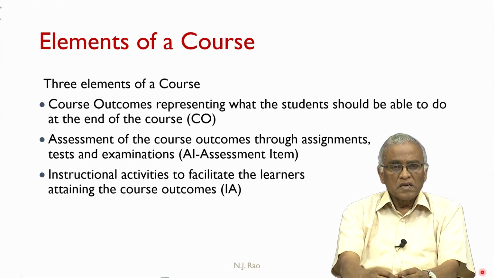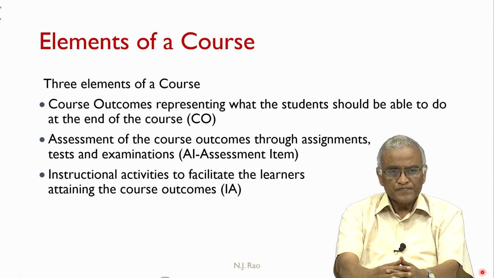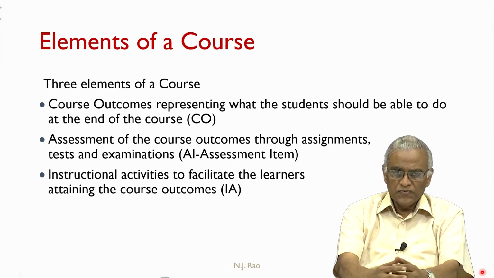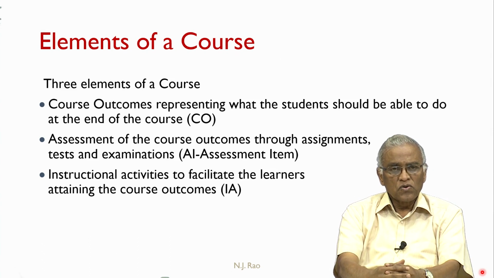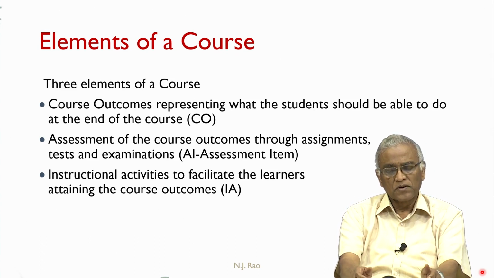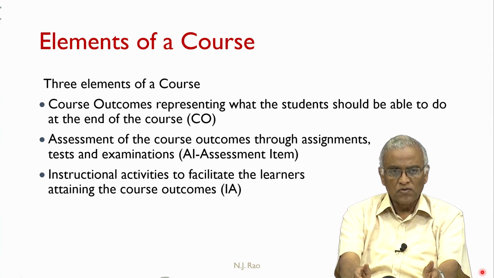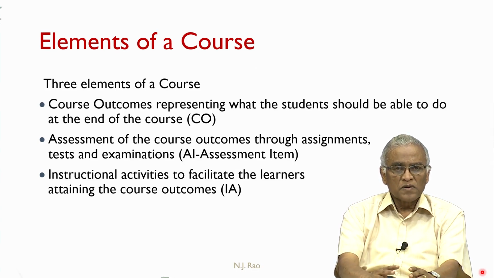And here once again there are 3 elements of a course which we have mentioned earlier. So, course outcomes, representing what the student should be able to do at the end of the course, that we call CO. We will come to COs in detail in the next unit. Assessment of the course outcomes through assignments, tests and examinations, right.